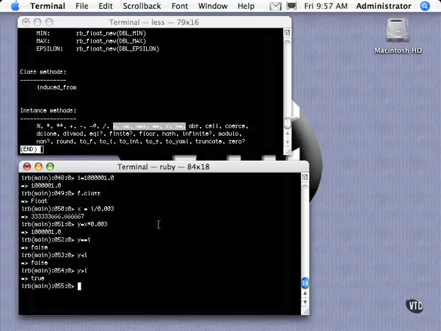Floating point should be used more for things like games, where you're representing 3D type things flying around on the screen and your absolute accuracy of it isn't critically important. So that's a little bit about floating point numbers.